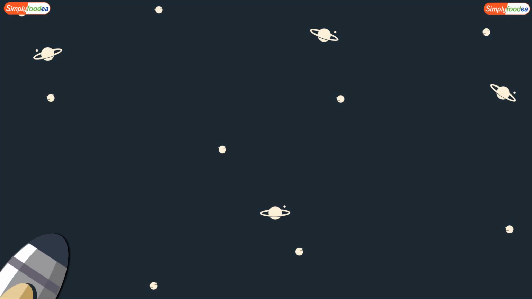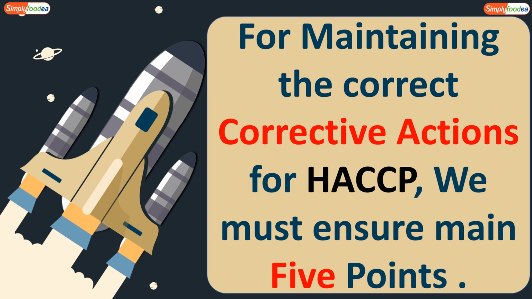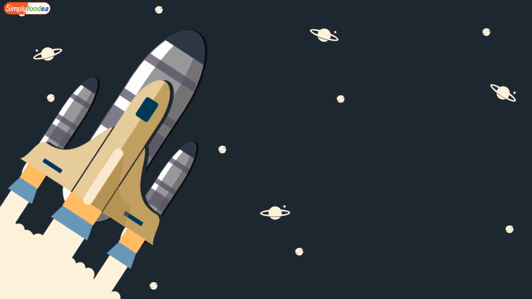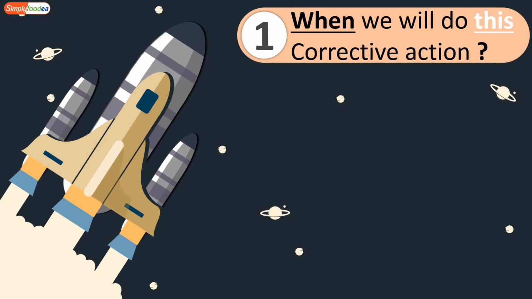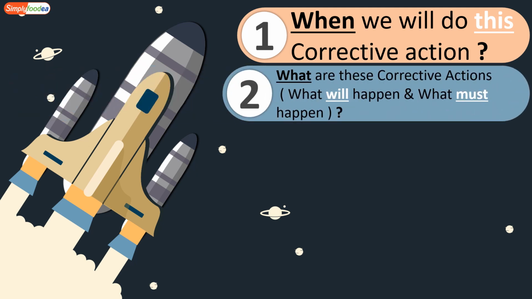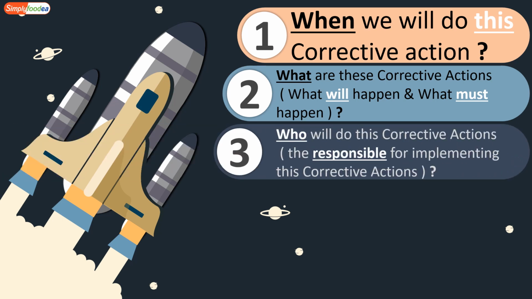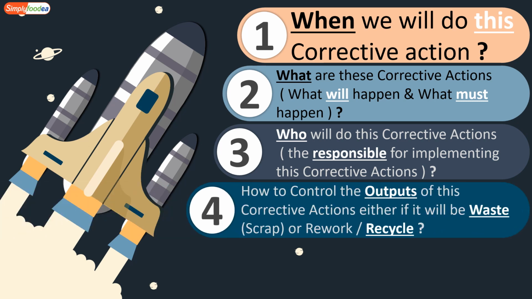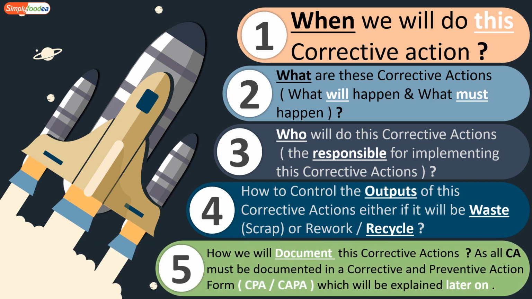For maintaining the corrective actions for HACCP, we must ensure 5 main points. What are these 5 main points? First, when we will do this corrective action. Number 2, what are these corrective actions? What will happen and what must happen? Number 3, who will do these corrective actions and who is responsible for implementing them? Number 4, how to control the outputs of these corrective actions, whether it will be waste, scrap, rework, or recycle. The 5th point, how we will document this corrective action.